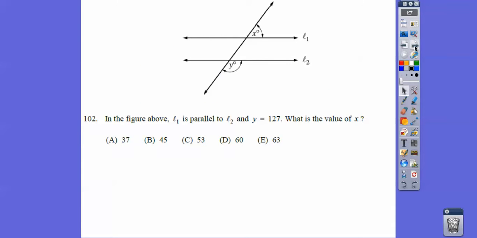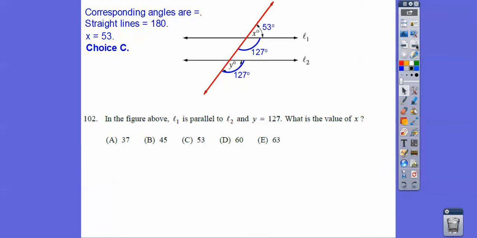So in the figure above, the lines are parallel. Okay, so this angle right here is 127, so that means this corresponding angle is 127. And then the straight line gives us 180 right there, so that's going to give us 53, so choice C.